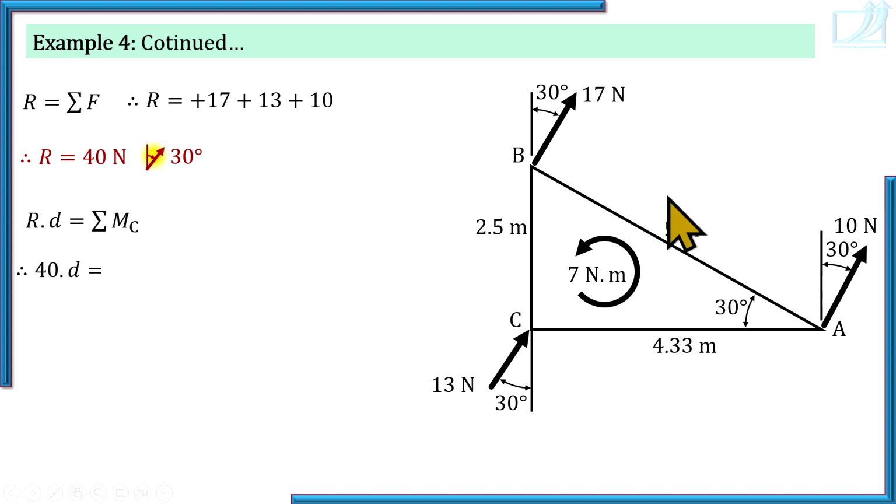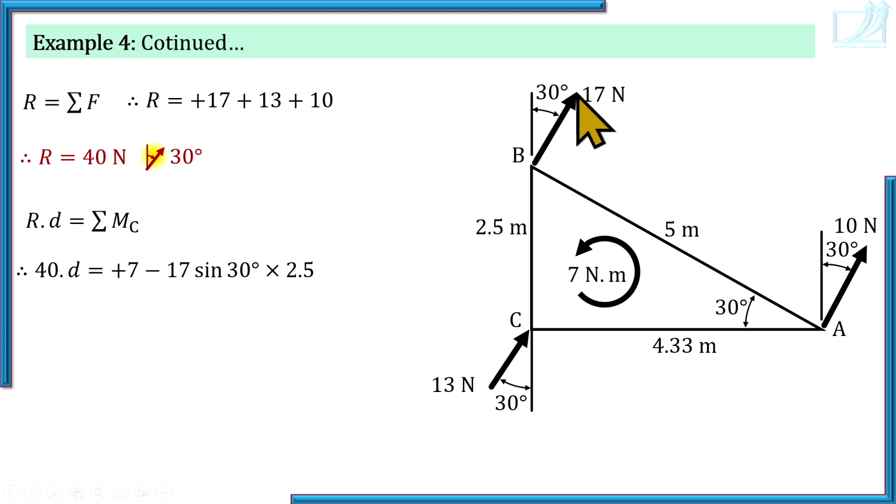That is what our assumption is, because right now we don't know where the resultant is. And plus 7, that is an anti-clockwise couple. Don't multiply it by distance again because it is already a moment. We have chosen C as the moment center. So we'll get distance D from point C. So the moment of the 13 Newton force about point C is 0. Now the 17 Newton force.